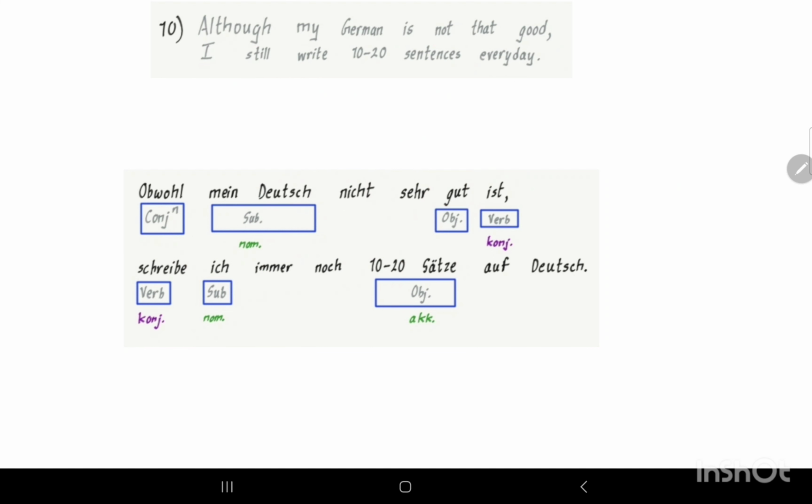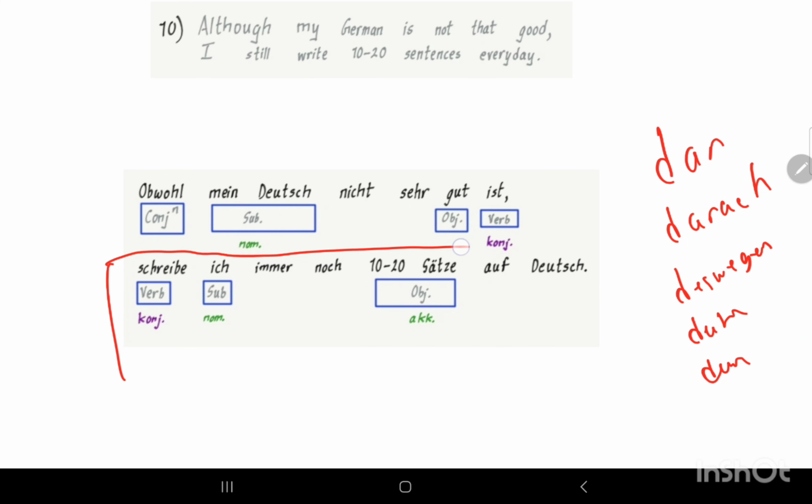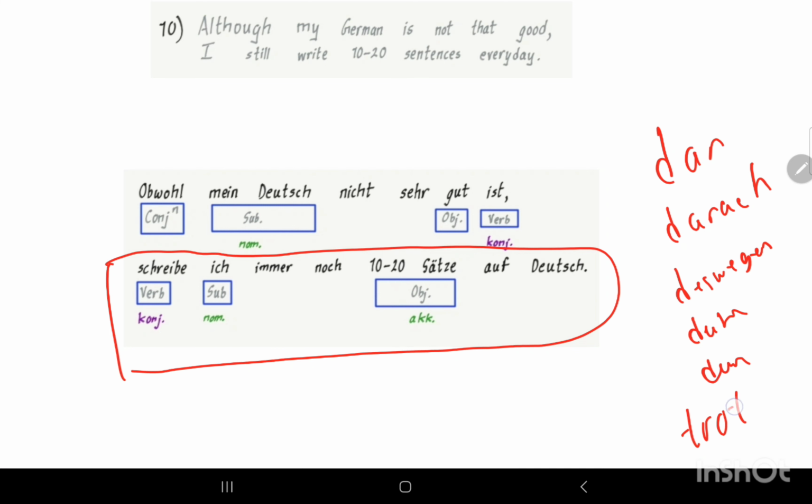All right, guys, I hope this exercise was helpful. You still have to do exercises, but I think it just gave you some idea of how you can use the two types of conjunctions. I did not cover dann, danach, deswegen, daher, darum. Then you also have trotzdem, like even though. Let's not go with trotzdem.